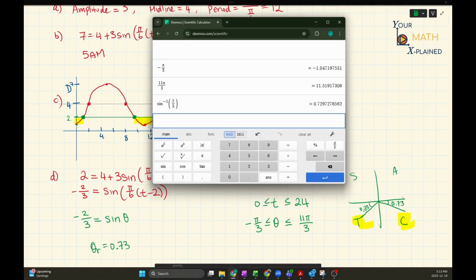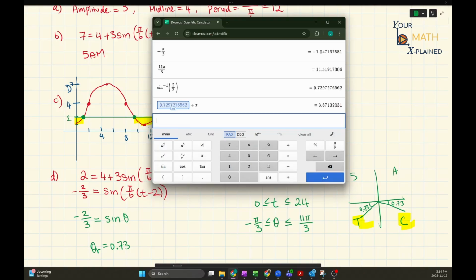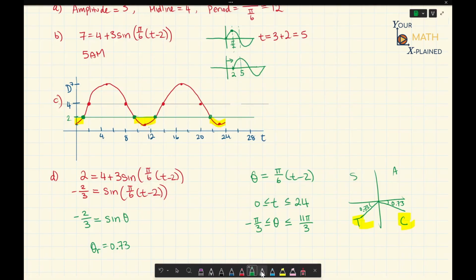So now earlier, we said that our domain here goes from negative 1.05 to positive 11.52. So that means the first one is going to be the angle negative 0.73. That's going to be within our domain. And then the next one is going to be pi plus 0.73. So if we take our answer and we add pi, we get that is equal to 3.87. So let's go ahead and write those down.